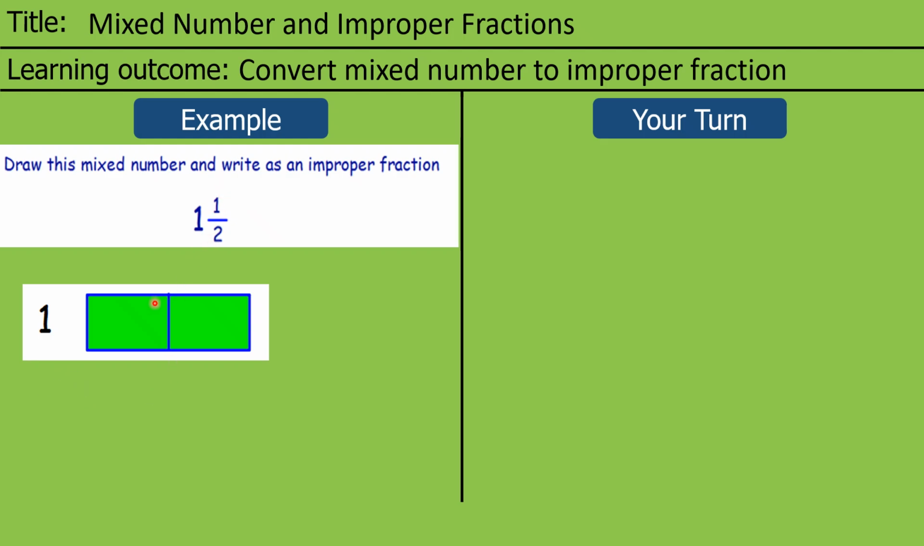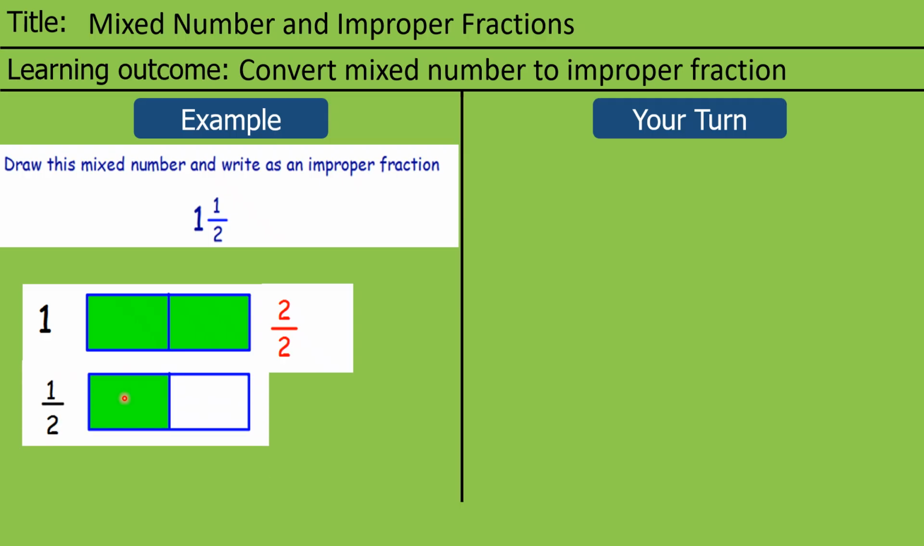So here we have 2 halves, and that is 1. Now we're going to have 1/2. So this is 1/2, and then we're going to write our answer. So therefore this is 1, 2, 3. That's 3 halves. So your answer should be 3 halves.